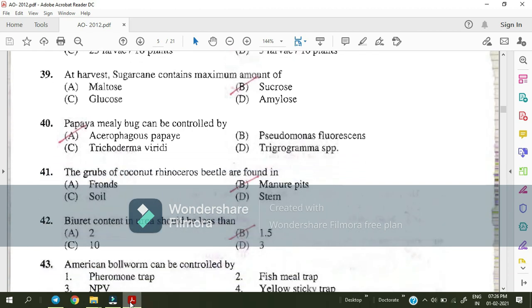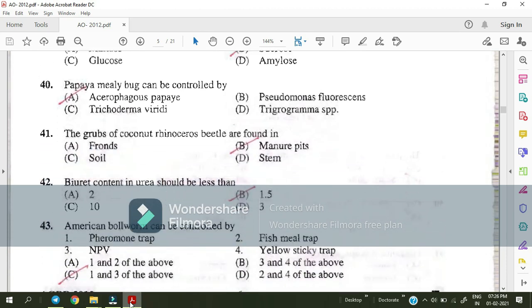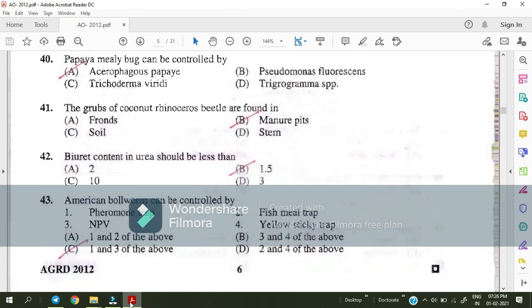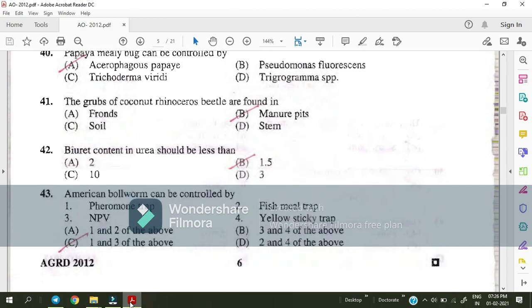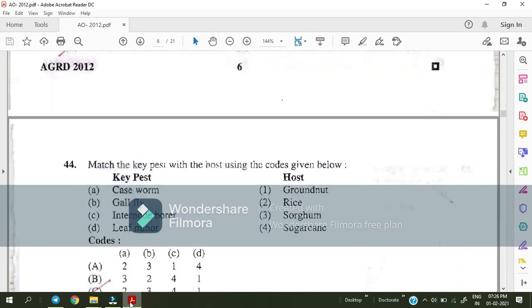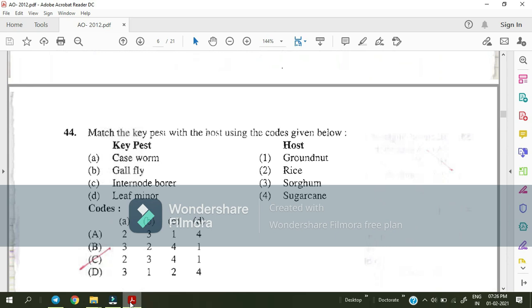42nd question. Biuret content in urea should be less than 1.5. 43rd question. American bollworm can be controlled by application of NPV along with pheromone trap. American bollworm scientific name is Helicoverpa armigera. 44th question. Gall midge, rice; earhead bug, sorghum; internode borer, sugarcane; leaf miner, groundnut.